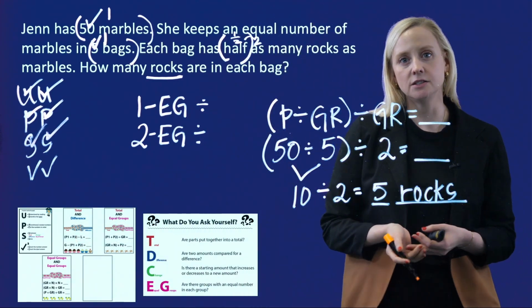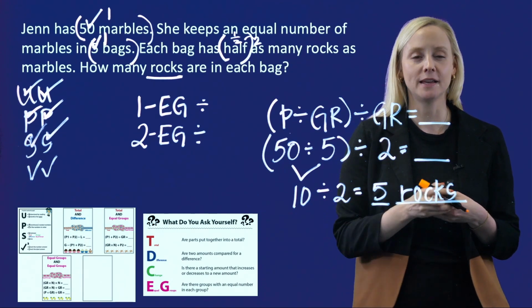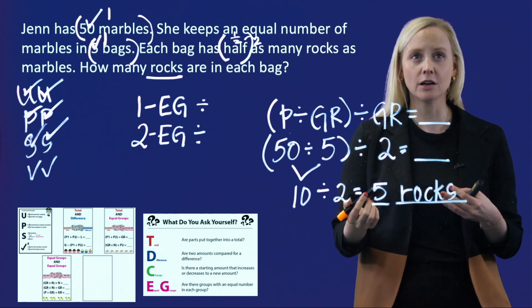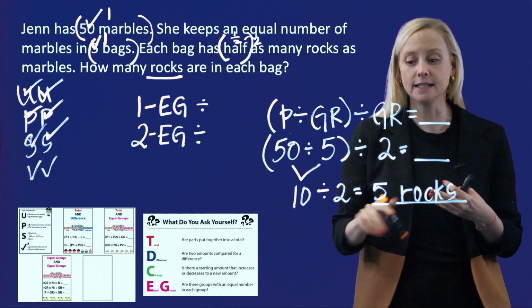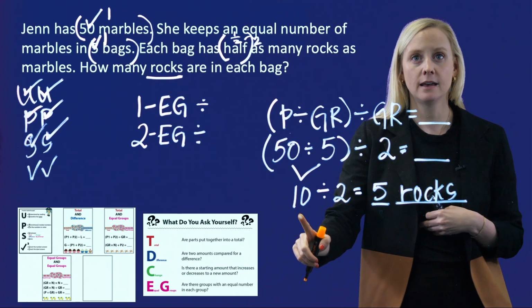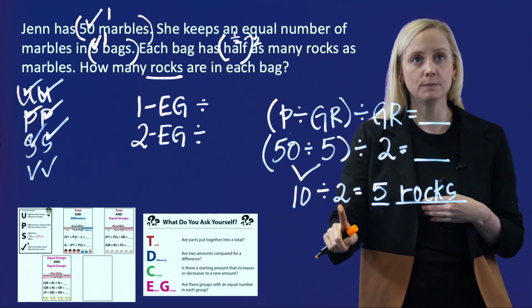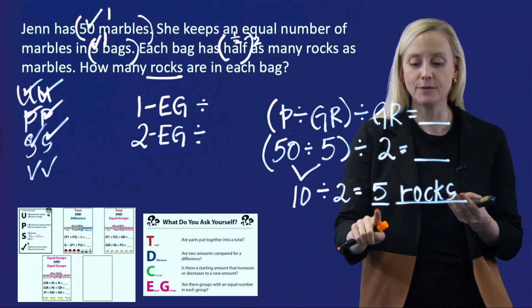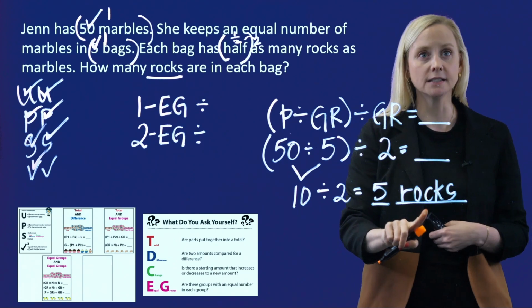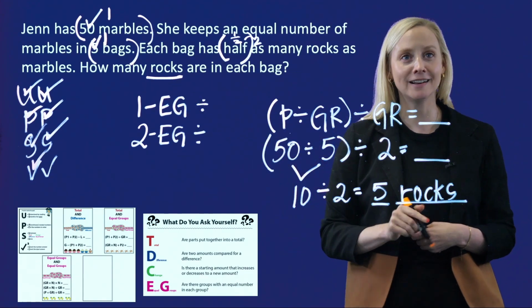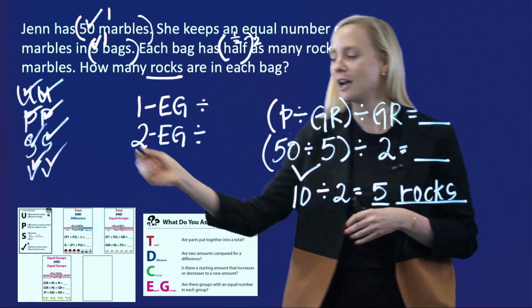Now, the last thing I need to do is check for reasonableness. I need to make sure that my number answer and my label answer make sense. So let's take a look. If we have 50 marbles and we're sharing them equally into 5 bags, it makes sense that I would have 10 marbles in each bag. And then if there are half as many rocks as marbles, 10 divided by 2, because we're cutting in half or dividing in half, it makes sense that I would have 5. My number answer makes sense. My label answer, rocks, that matches what I underlined. So I know I crushed this problem, and you did an outstanding job. We're going to put a check mark there.